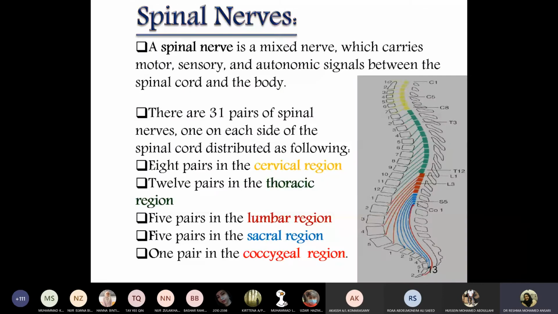So coming to the spinal nerves, we have 31 pairs of spinal nerves. A spinal nerve is a mixed nerve which usually carries motor, sensory, and sometimes they also carry autonomic signals. In which part it carries the autonomic signals, I will teach further. So though the spinal nerve has all these three components, it is different.